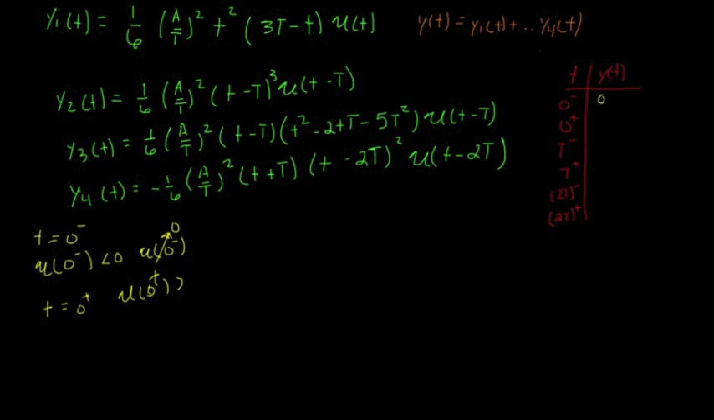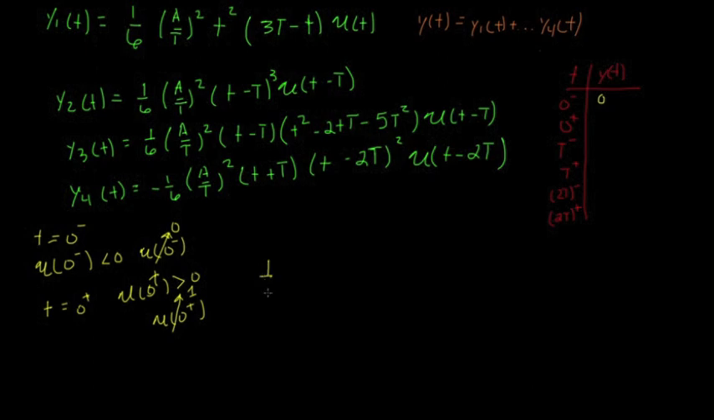Excuse my poor handwriting. It's greater than 0, so then u of 0 plus goes to 1. And the only subfunction of y of t that would exist would be this y1 of t. So let's go ahead and evaluate.